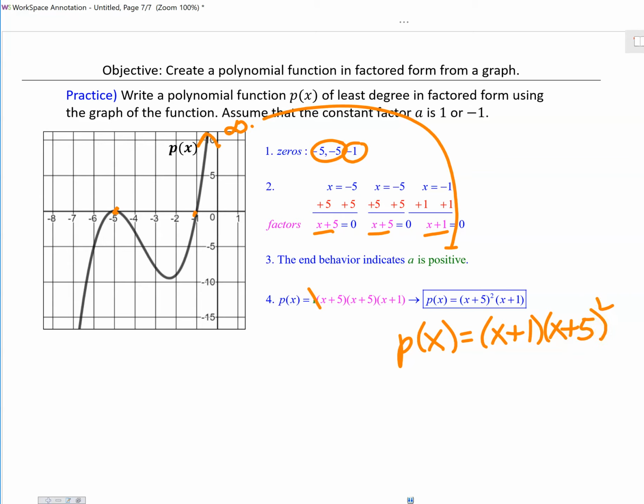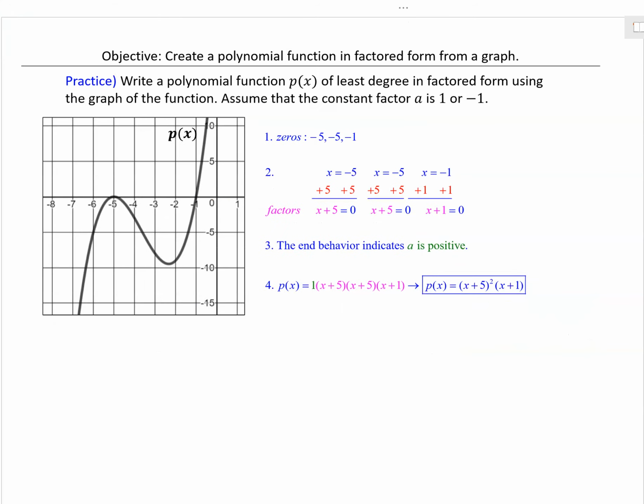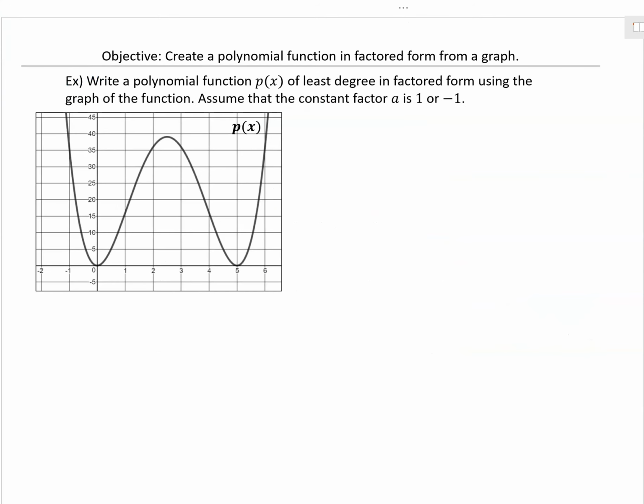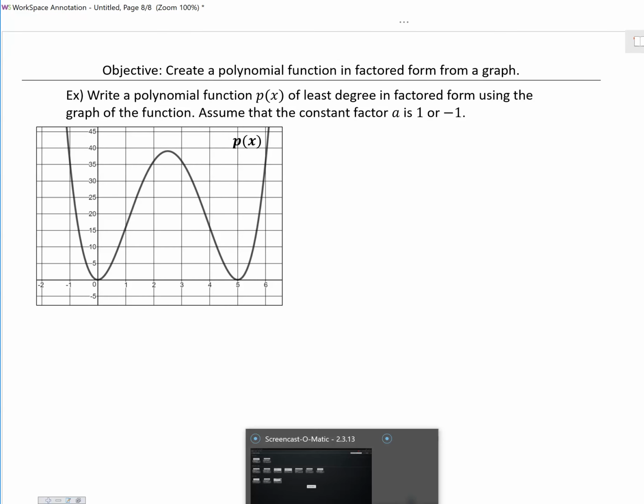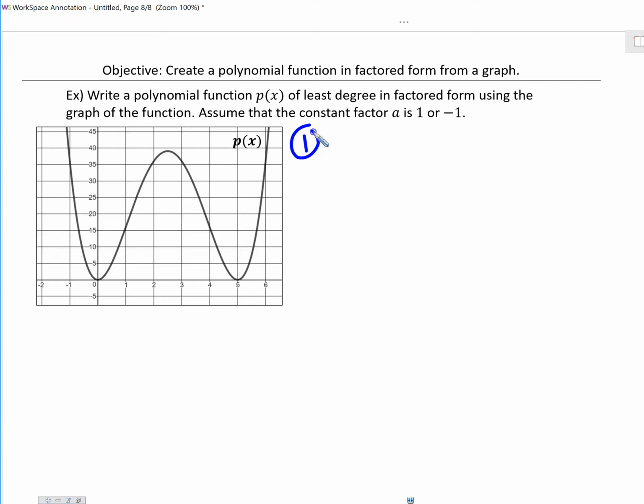All right, moving on. Okay, so now we have another example to do together and add into our notes. So same concept, we want to write this polynomial function of p of x in factored form, figure out if a is a positive one or a negative one, and so we want to find our zeros first.